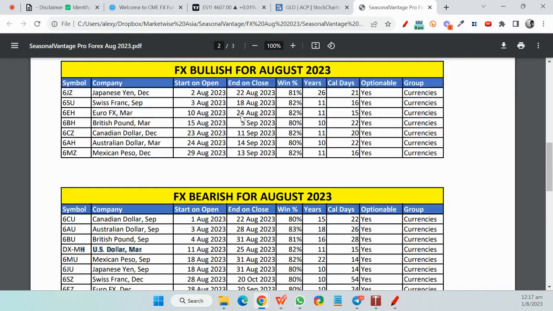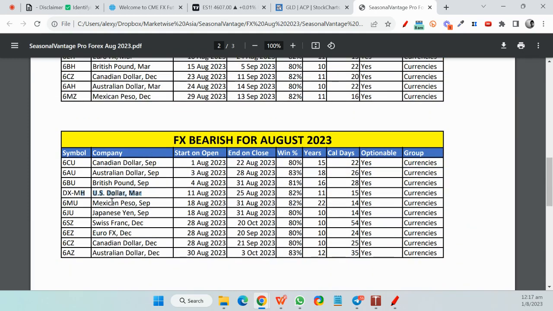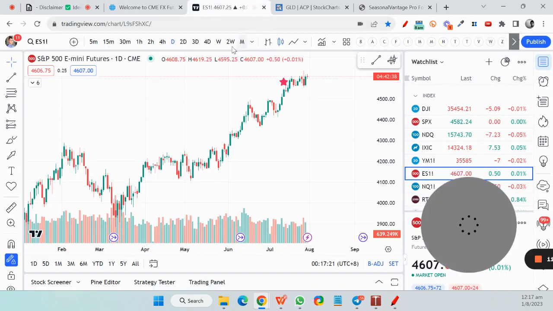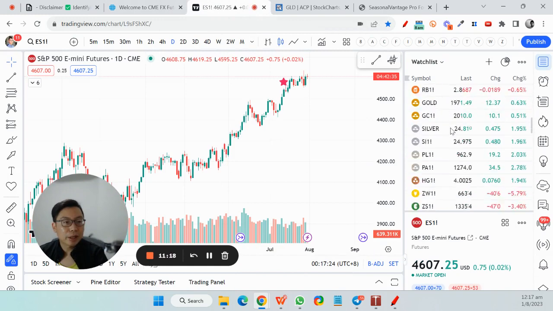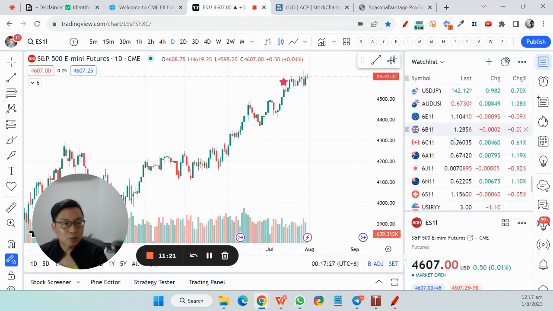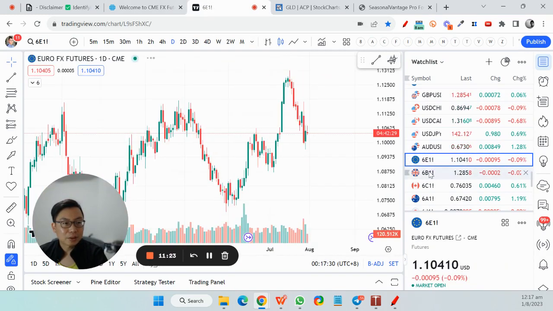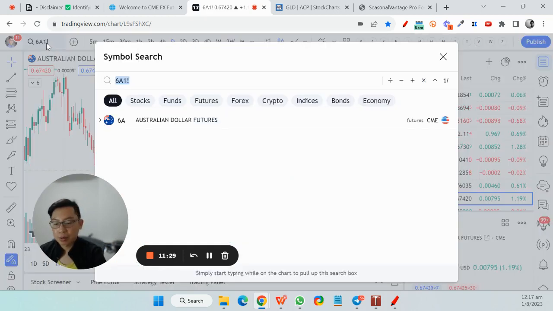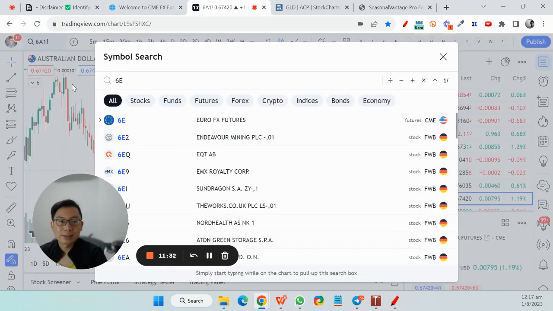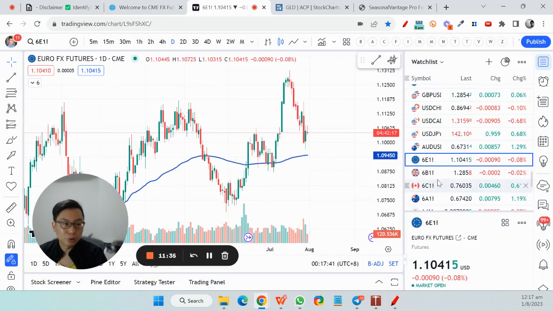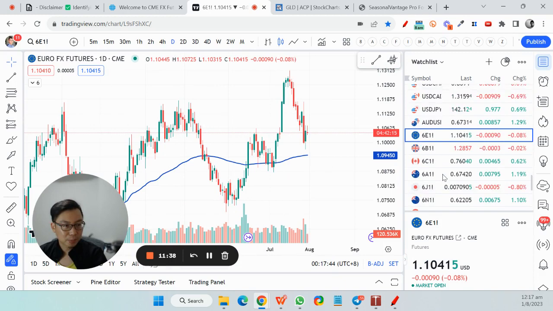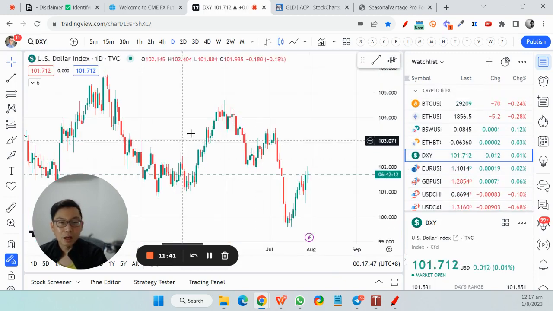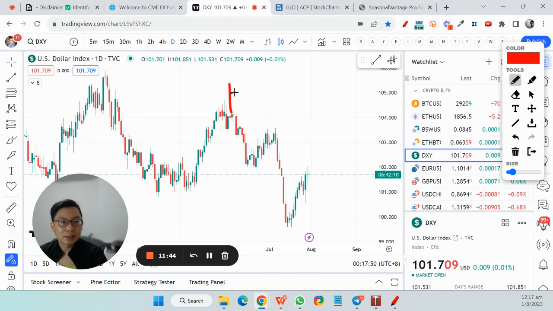Let me just share an example with you. For example, let's go to the dollar index. Just to let you know, in TradingView there are futures as well. The futures are 6E, 6B, 6C, 6A, and so on. For example, you can just type 6E and it will show you the euro futures. And for the dollar index, you can just type in DXY. DXY is the dollar index.